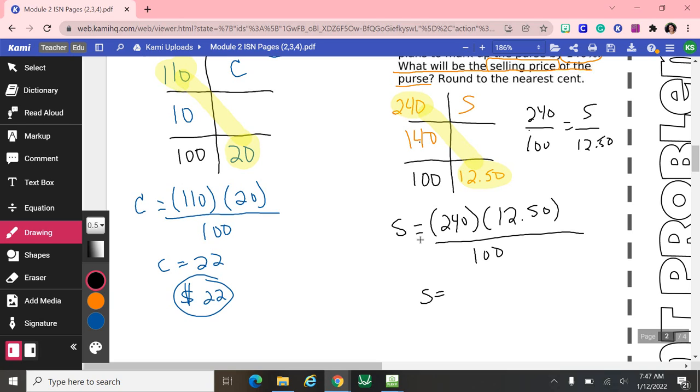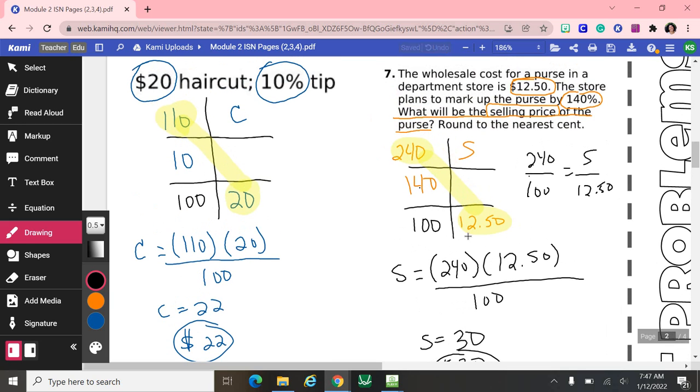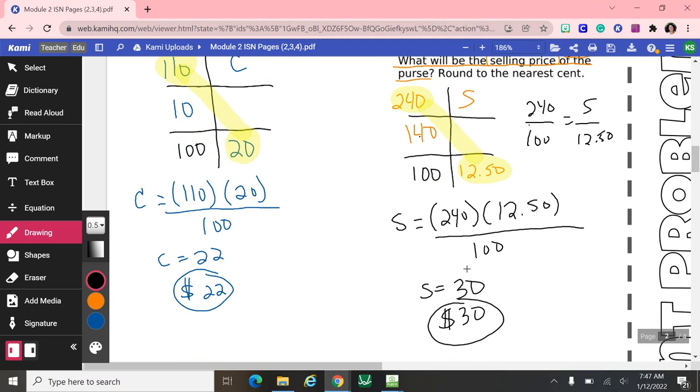All right, when I do all of those calculations, my selling price is $30, and I have to label it for $30 because that's what we're talking about. We're talking about price, which is the label of money. I've annotated, I have a mathematical drawing, I wrote an equation, I found my answer, I labeled it.